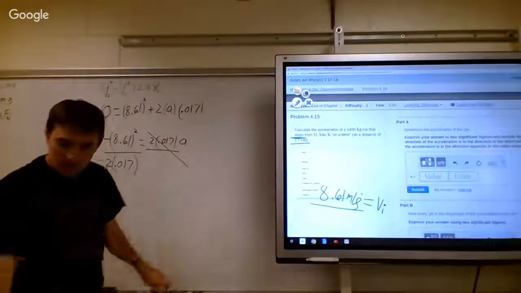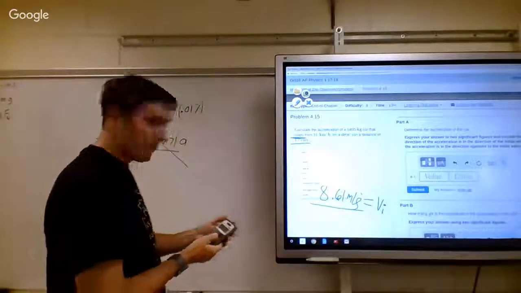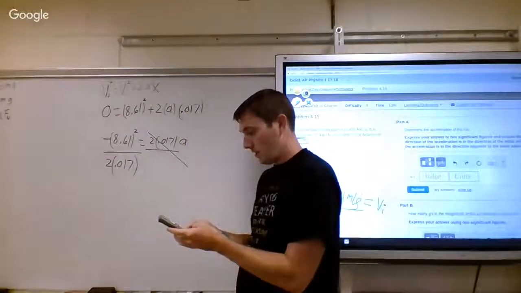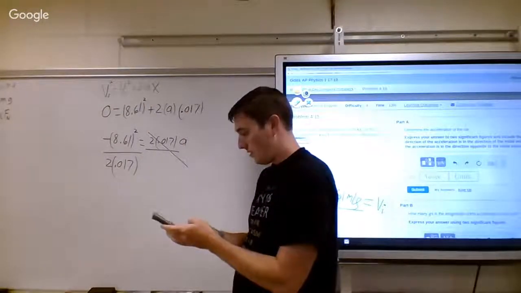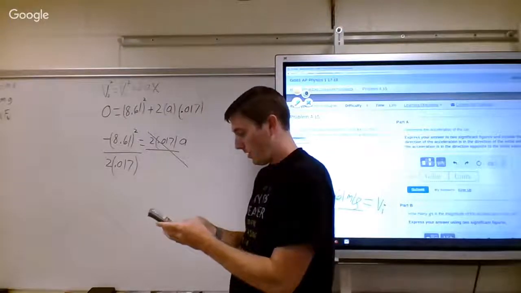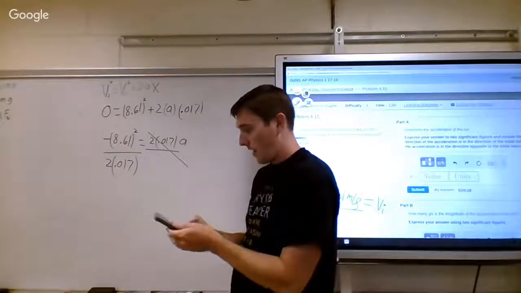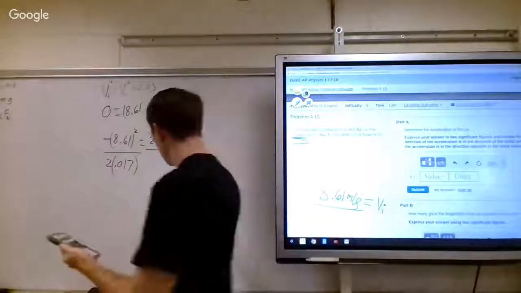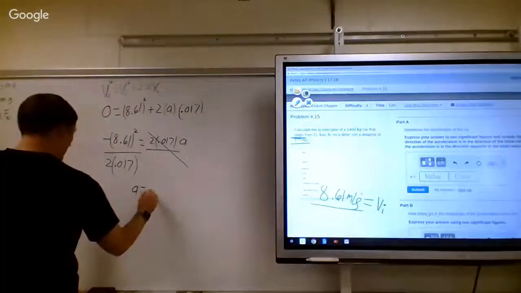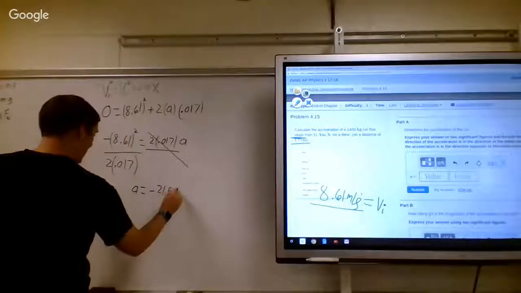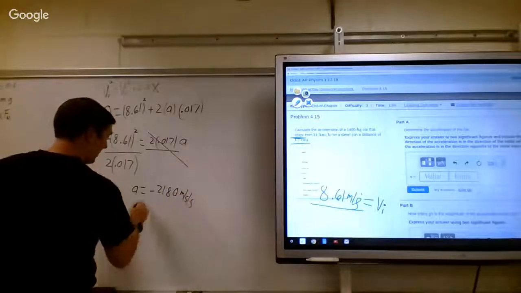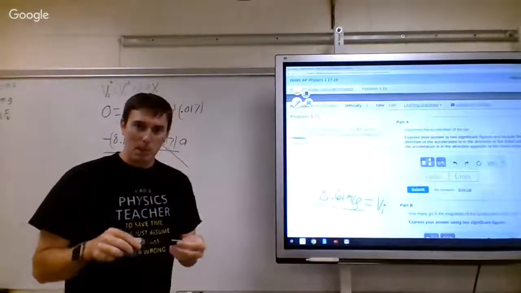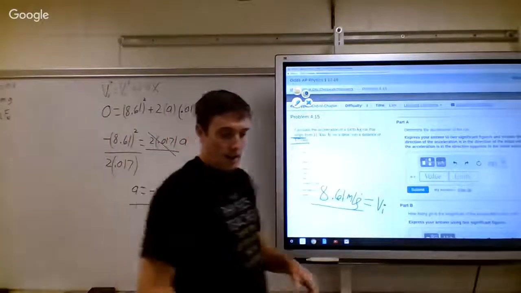So I'm going to type it in. Give me a second while I type in some numbers. 8.61 squared divided by 2 times 0.017, and I get 2,180. So a equals negative 2,180 meters per second per second. Do you have to put the units on there? You do have to put the units on there. I don't think that they're going to like the meters per second, but I don't know.